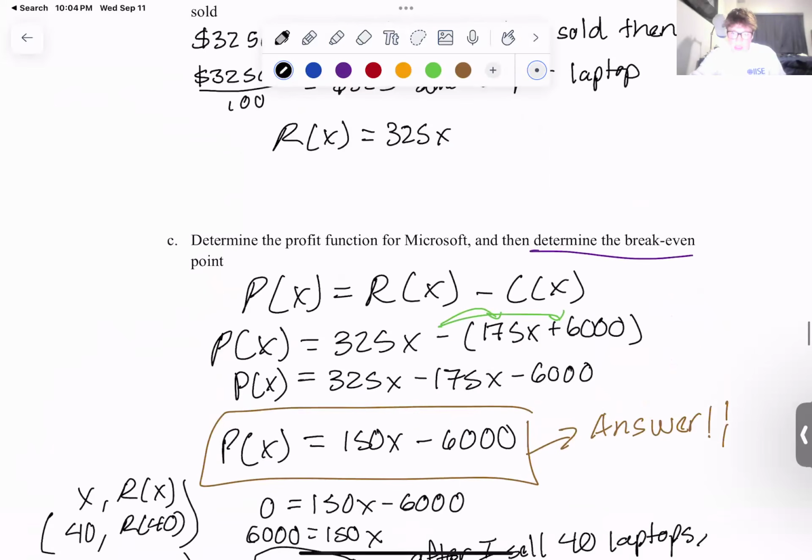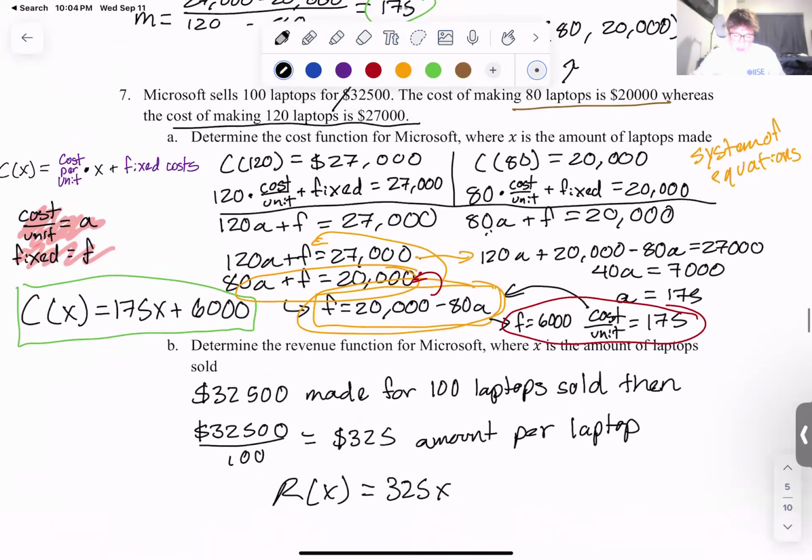Now Joshua says, what if you found f from the 27,000 equation? So yes, if you found f from the 27,000 equation and then plugged it into the equation with 20,000, you would get the right answer because you're plugging a variable you found into a different equation, not the same equation you found it from.